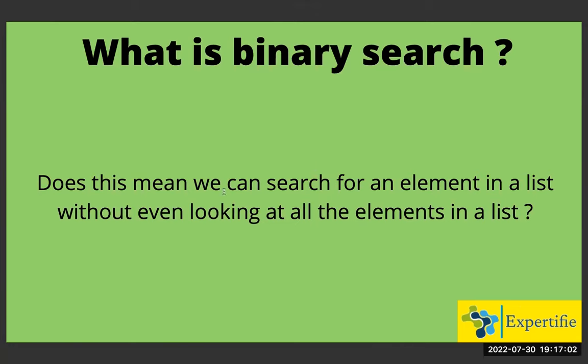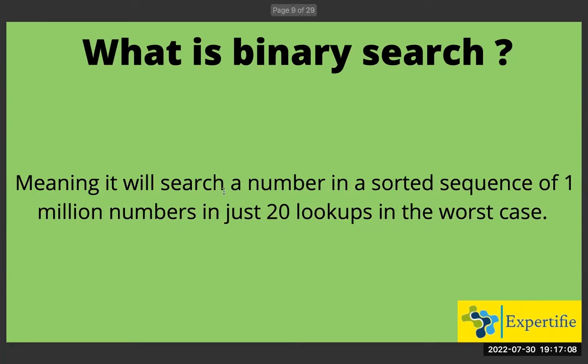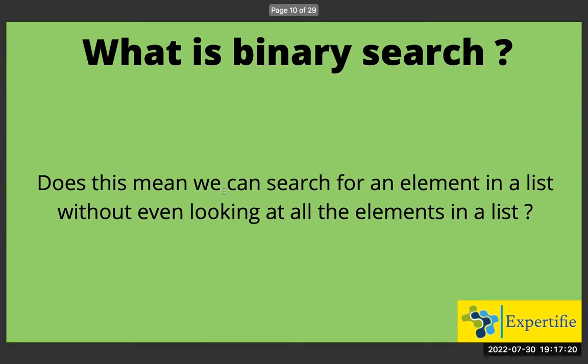So does this mean we can search for an element in a list without even looking at all elements in the list? Yes, that's what it means, right? If there are 1 million numbers which are sorted, and in 20 steps you are able to find whether a number is there or not in the sequence, then you are basically not even looking at all the numbers. So it sounds a bit strange that how come without even looking at all the numbers, you can tell whether a number is present or not.